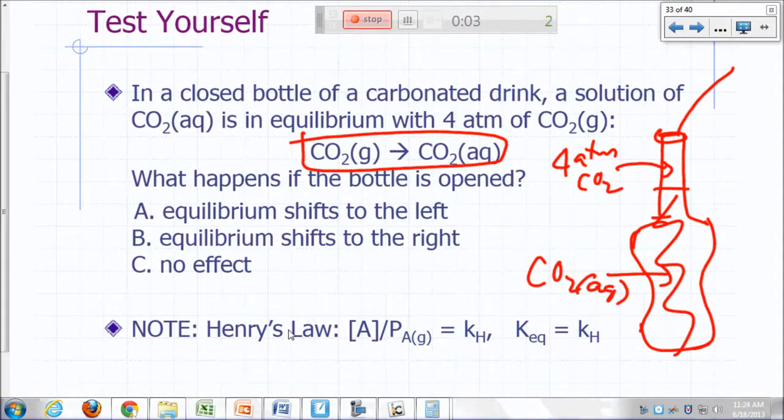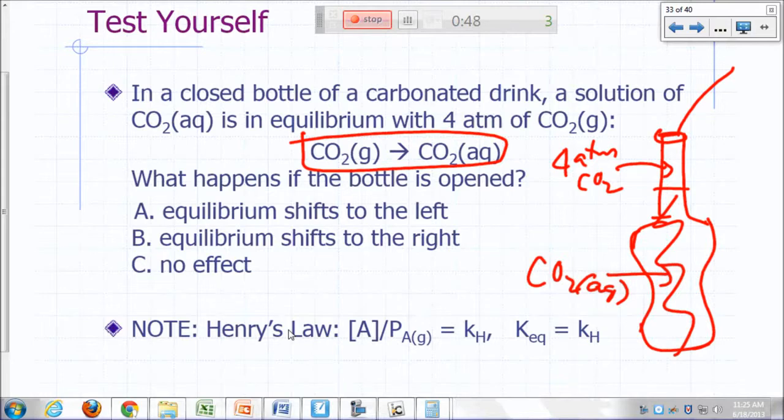When you're opening it, what are you doing? What's the pressure outside the bottle? How much CO2 is in the air around you? You have 1 atmosphere of air around you, but how much of that is CO2? Very low, right? It's about 20% oxygen, almost 80% nitrogen. You have trace amounts, strictly speaking, a very, very small amount of CO2 in the air. So you lower the amount of CO2 in the gas above your soda, your liquid. So what happens?